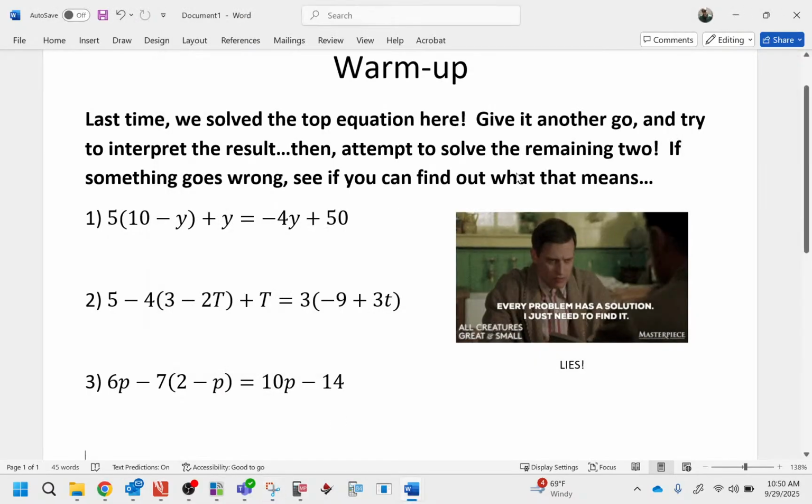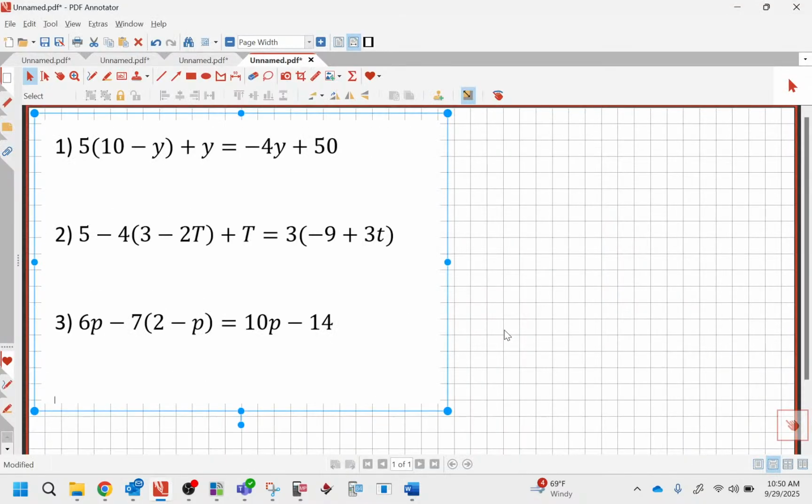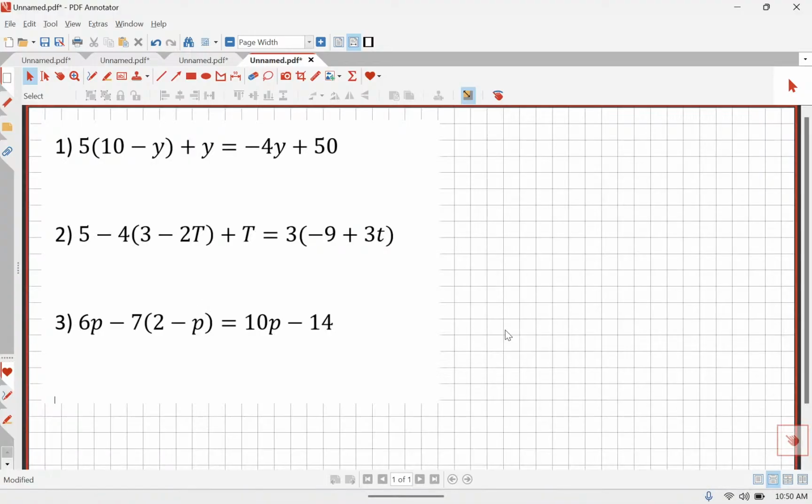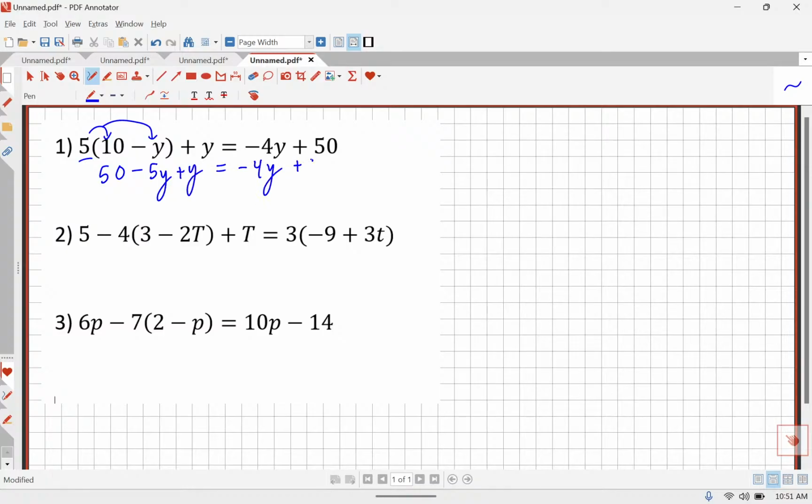Alrighty, can I get you back up here in 5, 4, 3, 2, 1. Let's see here. Miss Credence, what would be your first step on numero uno here? So we're going to distribute that 5 into the 10, into the y. That gives me 50 minus 5y plus y equals negative 4y plus 50. Very good. Okay, well done.